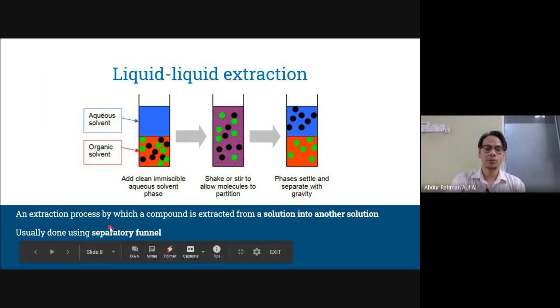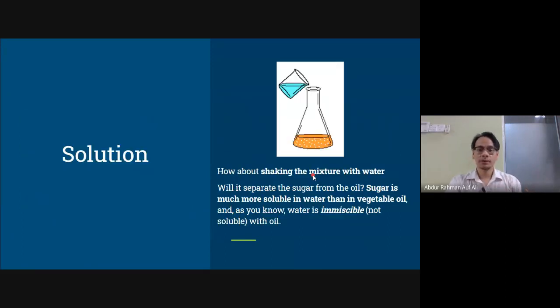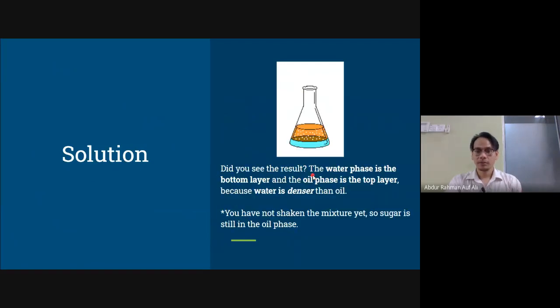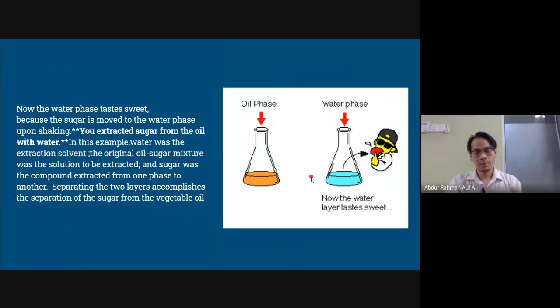So in the lab we will use a separatory funnel. This is one example. Say there is sweet oil, oil with a lot of sugar. How do we separate the sugar from the oil? You can add water into the oil, then we shake the mixture. We force the oil and water to interact. Sugar dissolves more easily in water than in oil.